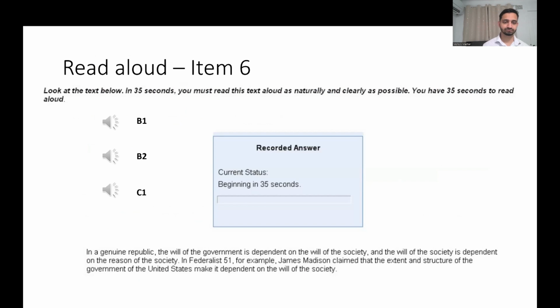In a genuine republic, the will of the government is dependent on the will of the society, and the will of the society is dependent on the reason of the society. In Federalist 51, for example, James Madison claimed that the extent and structure of the government of the United States make it dependent on the will of the society. All right, let's look at B2.